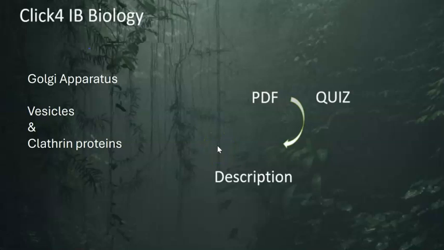Click for IB Biology. We're looking at the organelle known as the Golgi apparatus, vesicles, and some of the protein molecules involved in allowing those vesicles to form.